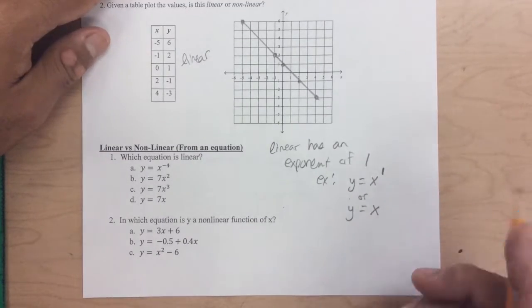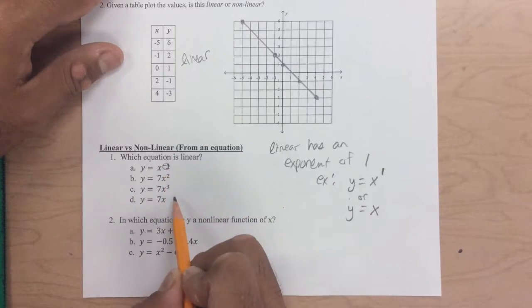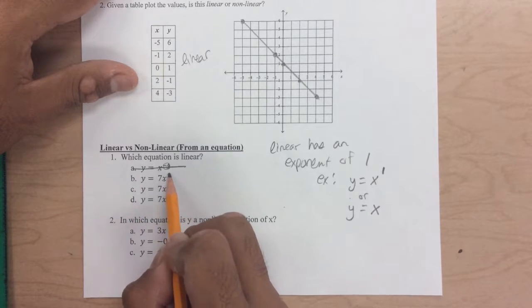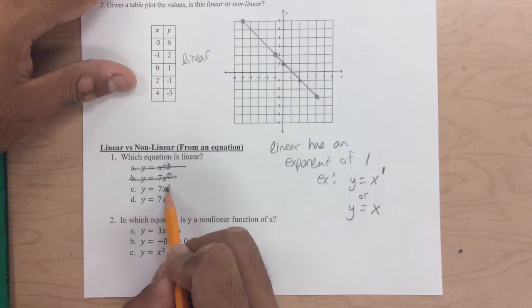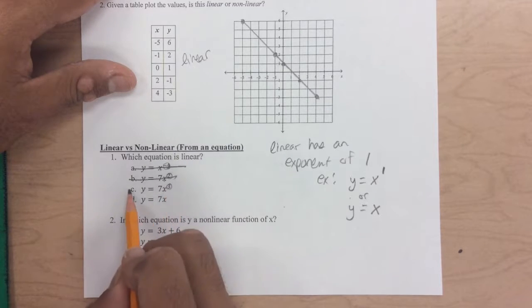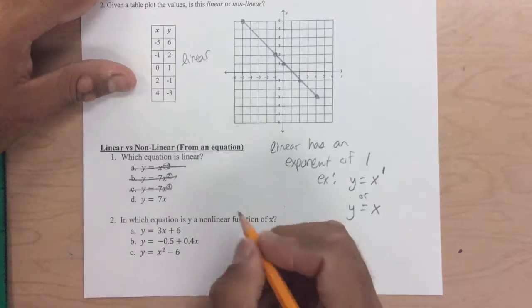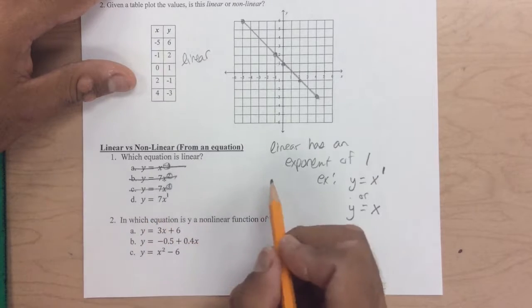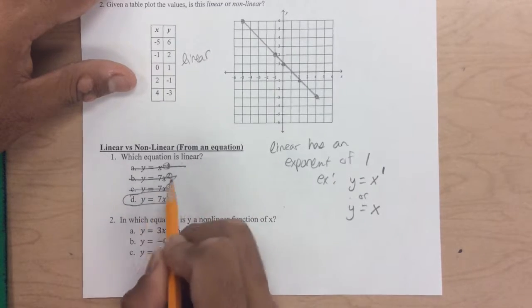Now, if you look at example 1, the exponent here is -4, so that's not it. The exponent to this x is 2, so that's not it. The exponent to this x is 3, that's not it. Now, this x doesn't have an exponent, so it's implied to be a 1. So I'm going to put a 1. Now, remember it says a linear has an exponent of 1. That's my answer, so that means this is linear.